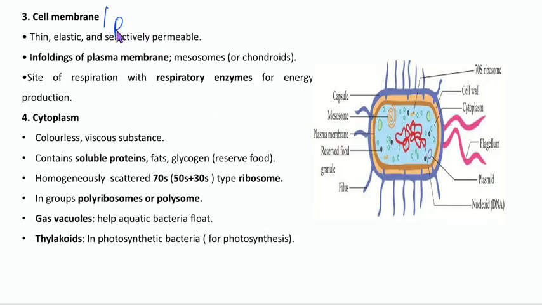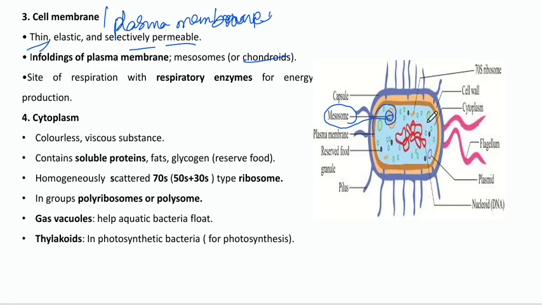The cell membrane is also known as the plasma membrane, and it is also known as plasmalemma, or whatever we can say, it is the same thing. It is a thin layer which is elastic and selectively permeable. We can say it is a semi-permeable membrane. And there is the infolding. You can see here the plasma membrane has an infolding in it. This infolding is called the mesosome, or it is also known as chondrioids, and it is the site of respiration in prokaryotic organisms like bacteria. With the respiratory enzymes for energy production, there is respiratory chain formation as well.